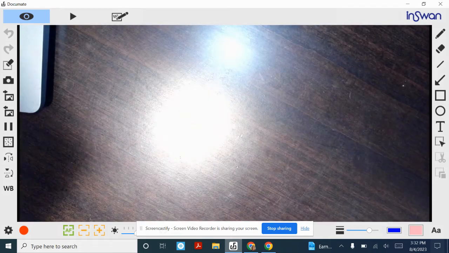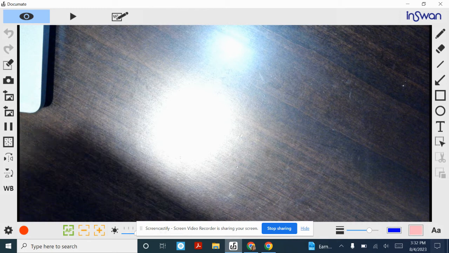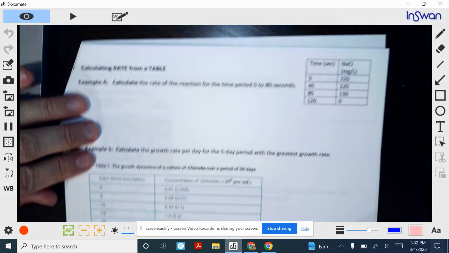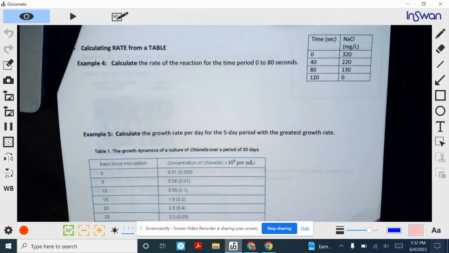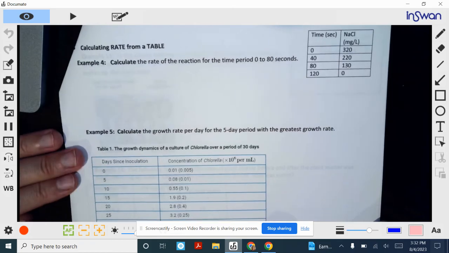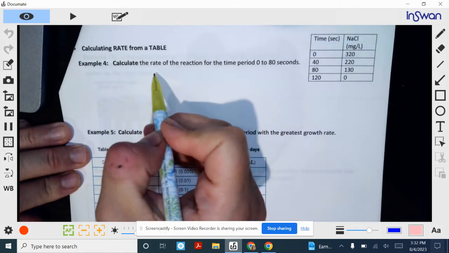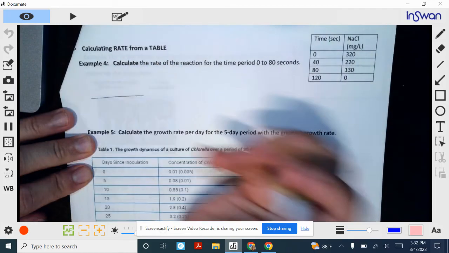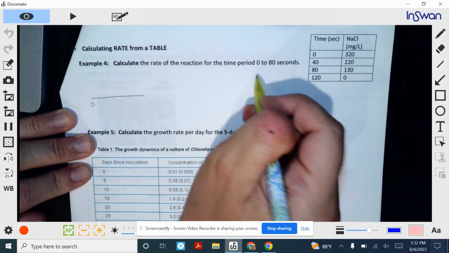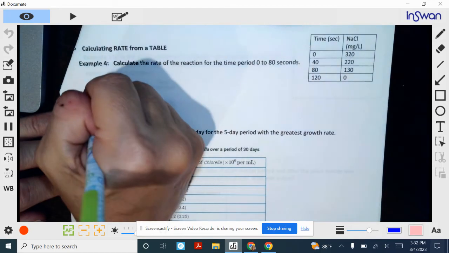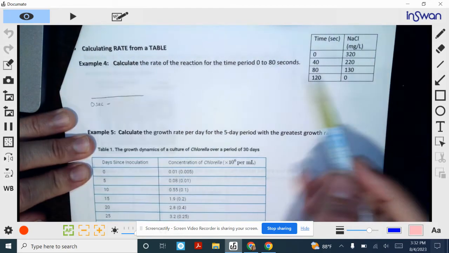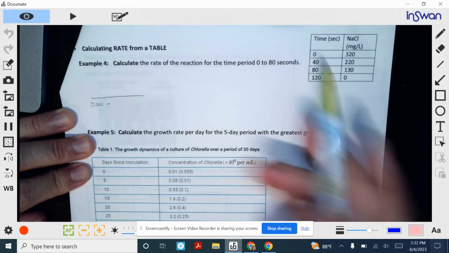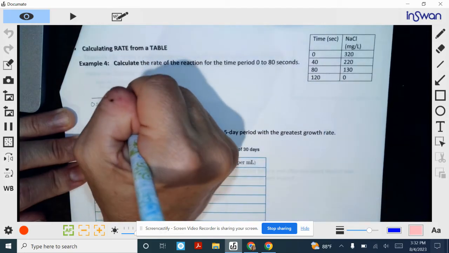We're still going to calculate rate, but we're going to be calculating rate from the table. Let's start simple and show you then how they're going to try to make it a little more complex to confuse some of you. So calculate the rate of reaction for the time between 0 and 80 seconds. We got our 2 times, so you know what to do. We're going to write 0. Let's make sure, 0 seconds. And then they want 80, right? So 80 seconds on the bottom.